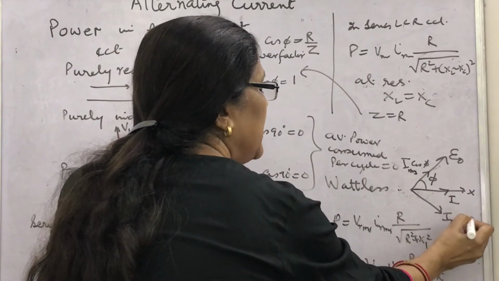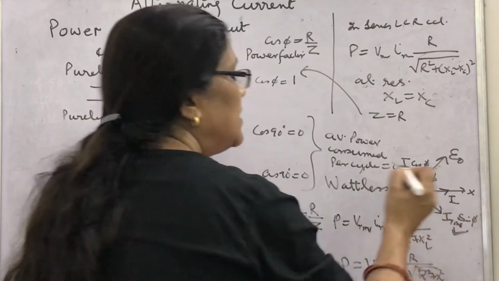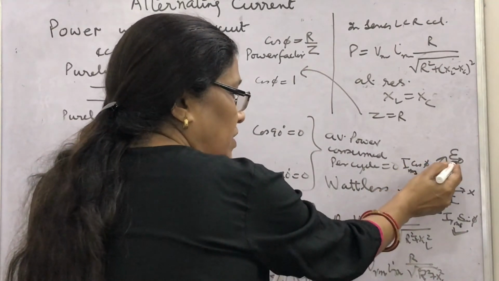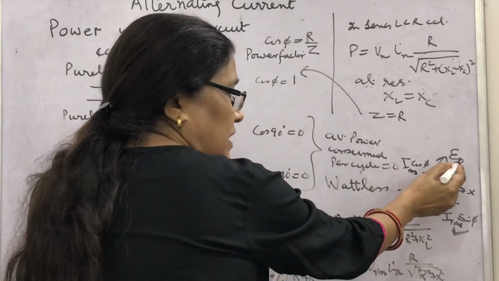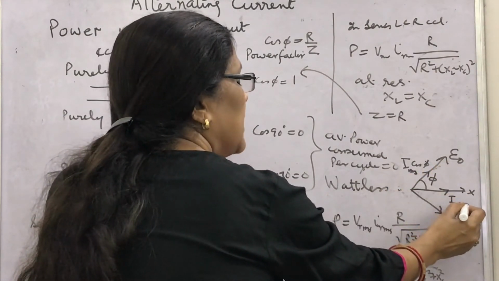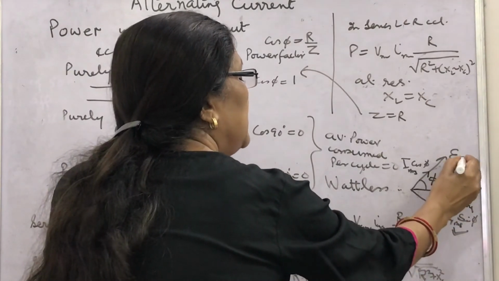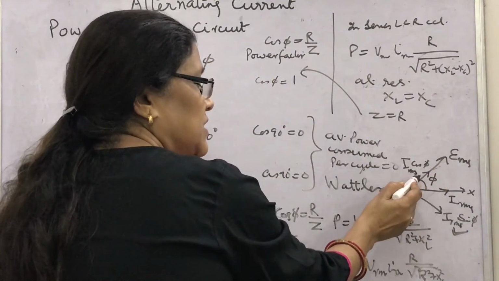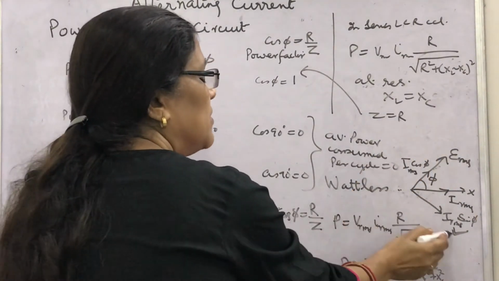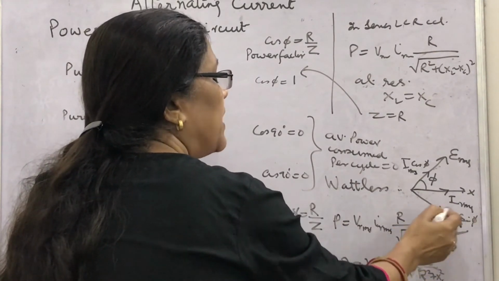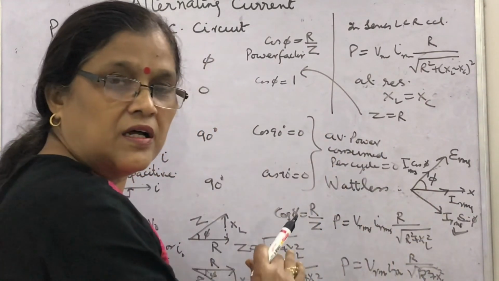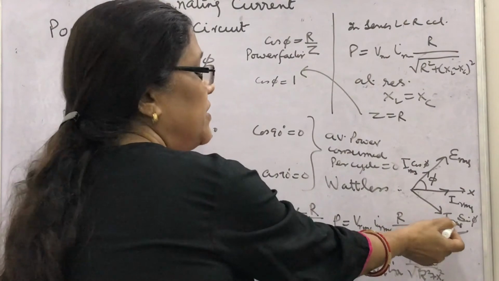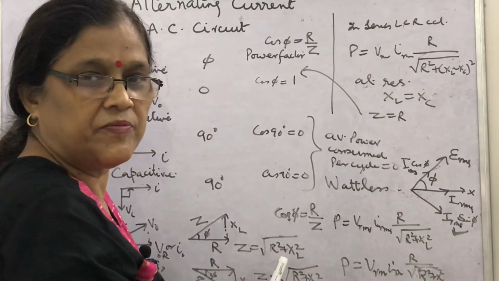Irms sin phi. This is the wattless current, because this E naught, that is ERMS, you can take. If you take here IRMS, then you can write here this ERMS. Then ERMS IRMS cos phi is the power consumed here, but what about IRMS sin phi? This part of the current is called wattless current. So, in this way, you can explain with the help of the figure.